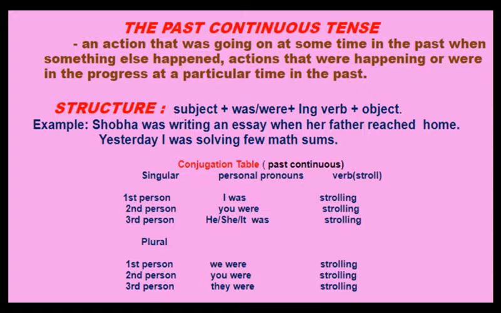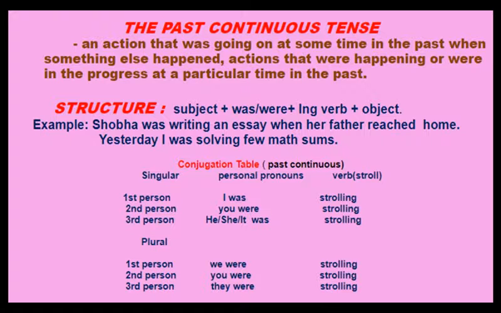Now move to the next slide of the past tense, and here we are going to learn the past continuous tense. This tense is used to express an action that was going on at some time in the past when something else happened. For example, Shobha was writing an essay when her father reached home. Another example, yesterday I was solving a few math sums.